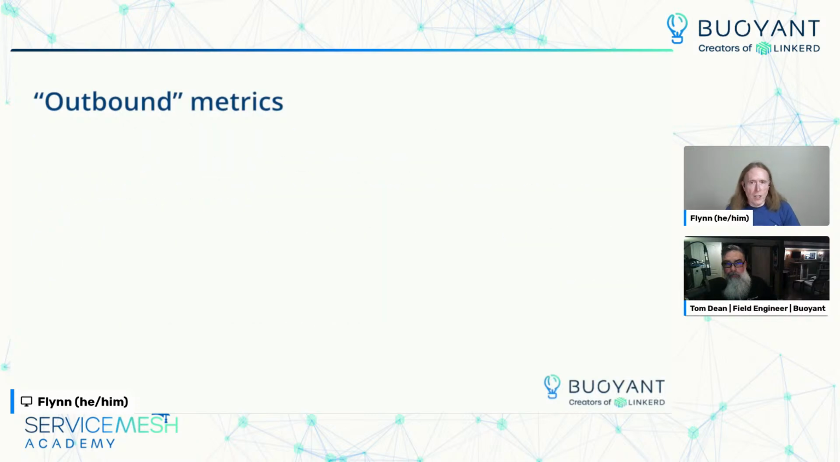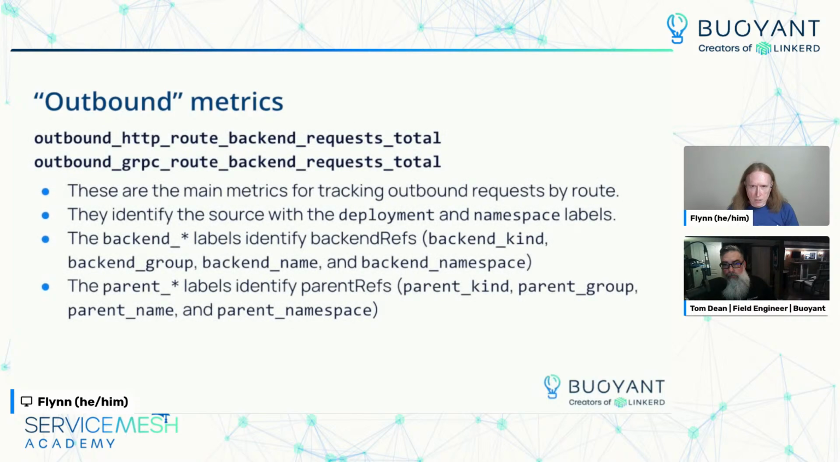If I were familiar with my slides, I would remember exactly which slide I put this on. But if you are familiar with Gateway API, especially as it deals with service mesh, the parent ref identifies the service to which the request was directed, and the backend ref identifies which deployment, which pod it got sent to. So you actually get both of those on this metric, and you can slice and dice depending on which thing you need at any given moment.